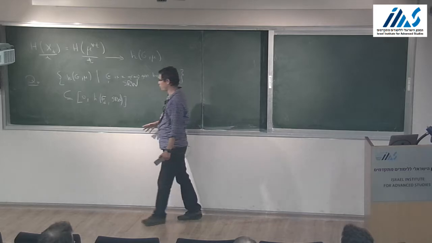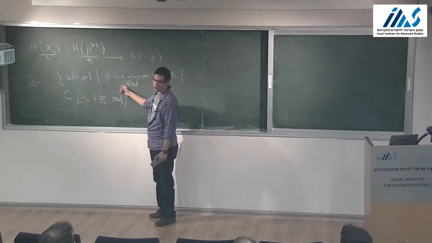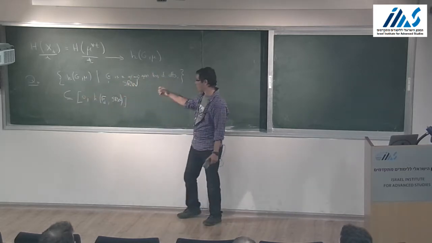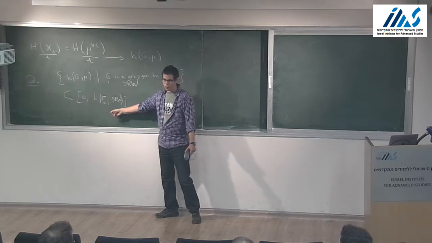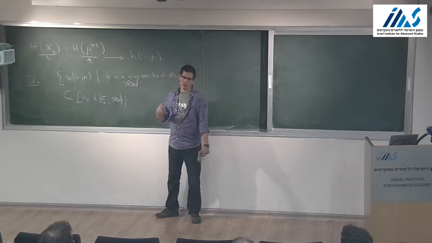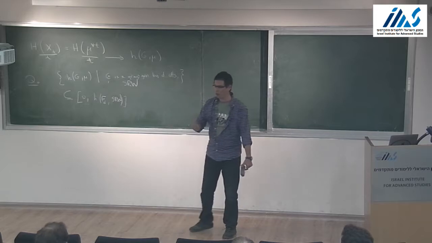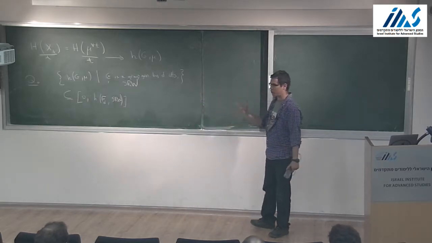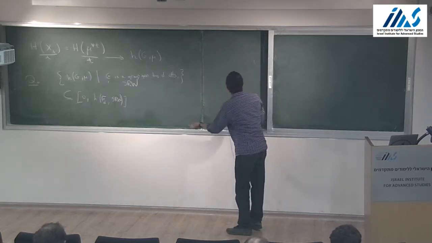I don't know how to answer this question, but you see that because every finitely generated group with D generators is a quotient of the free group, this is actually a question about normal subgroups of the free group. It's about quotients of the free group. So you can rephrase the question.